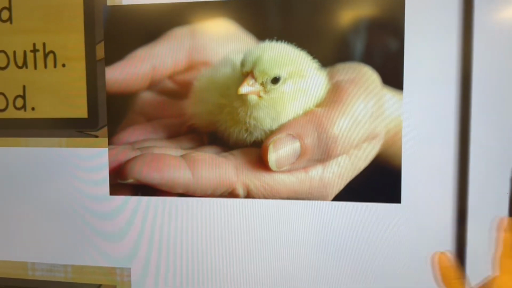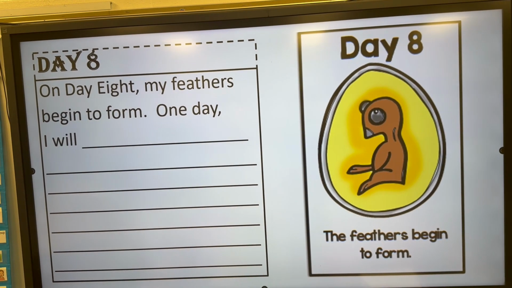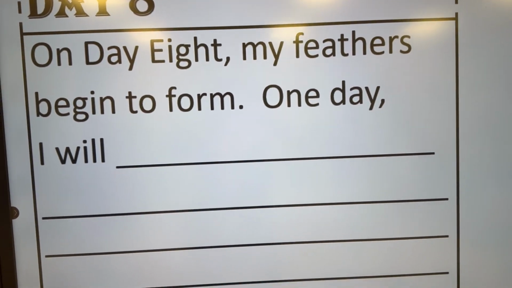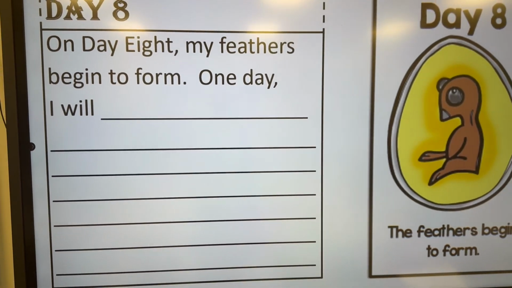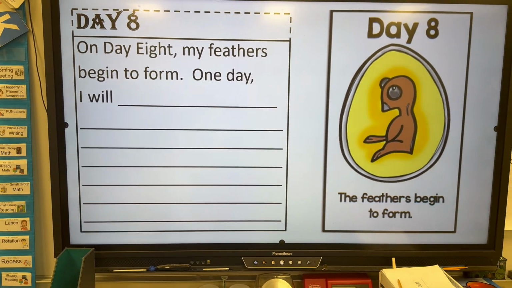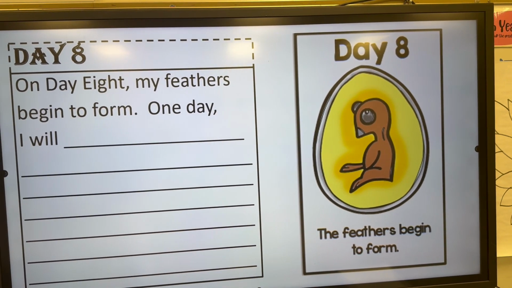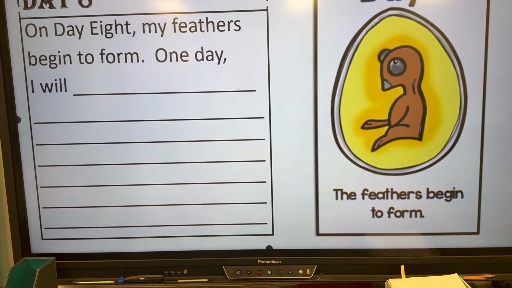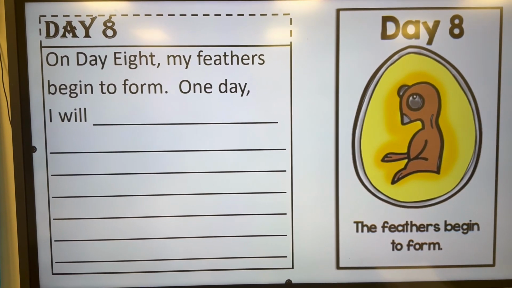So let's very quickly take a look at the book that the children are writing and see what they'll be writing about for today. Day 8 says the feathers began to form. On day 8, my feathers will begin to form. One day I will. So today I have a feeling we will be writing about all the places they could fly to. This is usually a very creative type of writing about having wings and flying. If you had wings, where would you fly to? So one day I will fly to McDonald's. One day I will fly to Disney World.